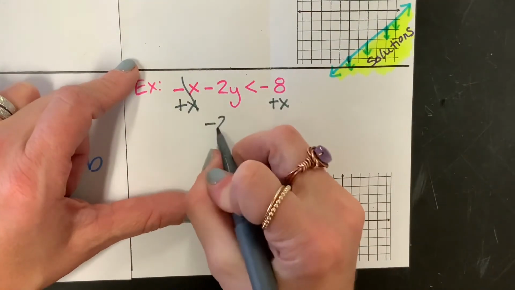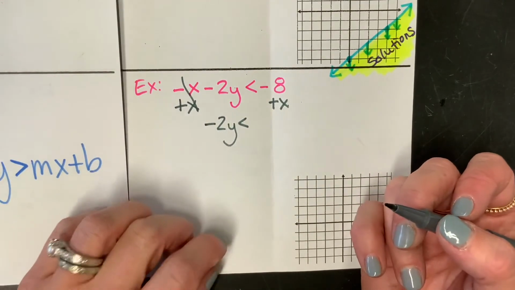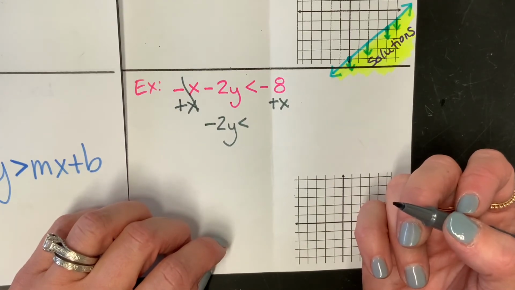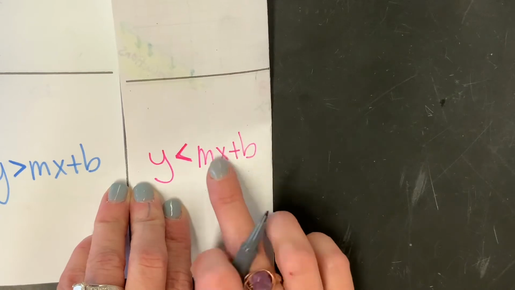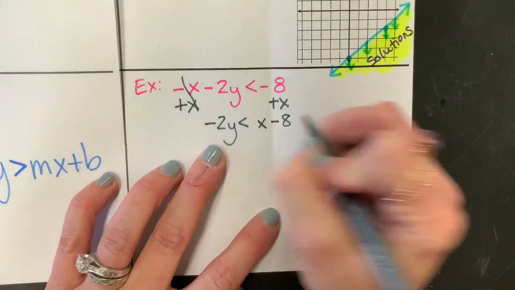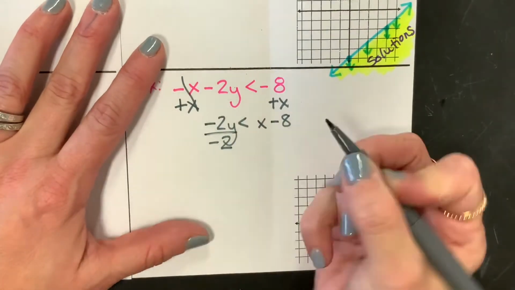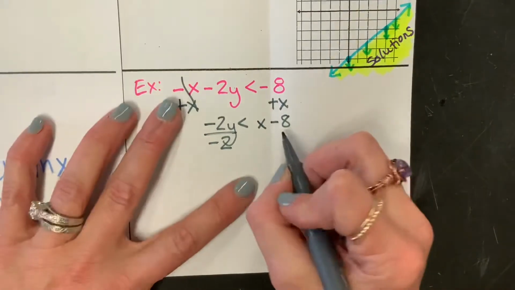And now I have -2y is less than. What are you going to write over here? If I'm going towards slope-intercept form, remember it's probably helpful to have the slope term first, so the variable term first. So I'm going to put x and then the -8. Now what do I do? Divide by -2. What else gets divided by -2? Yep, the -8.